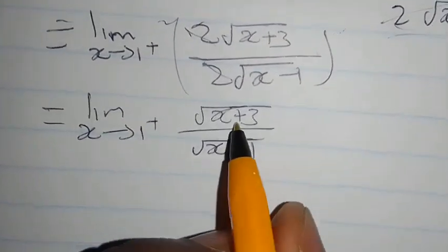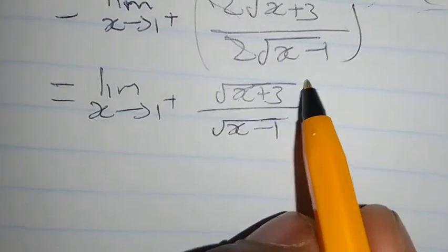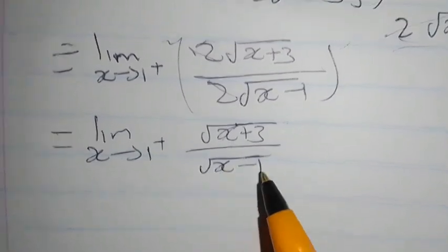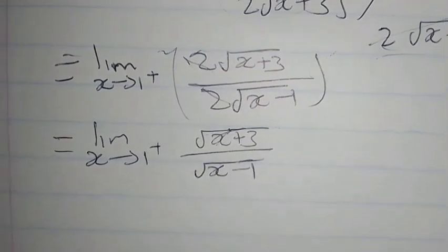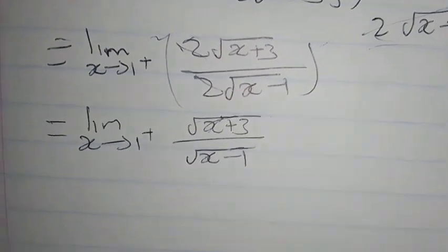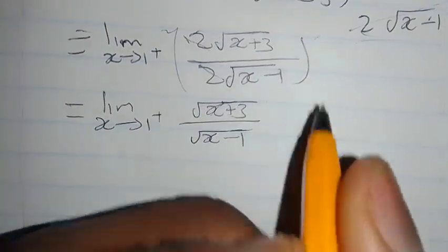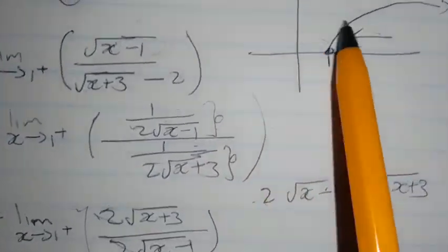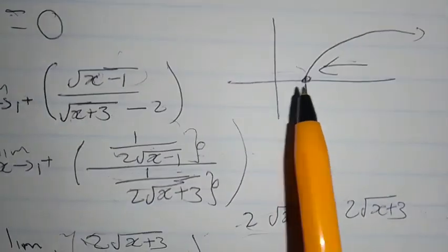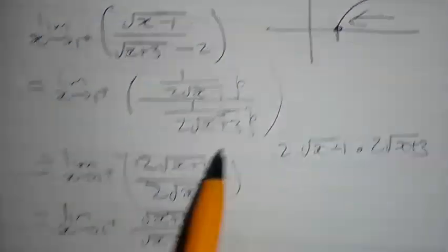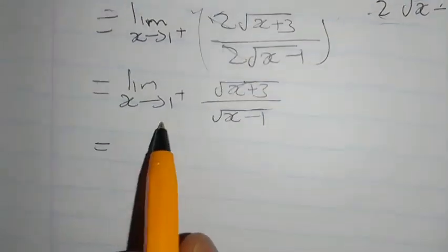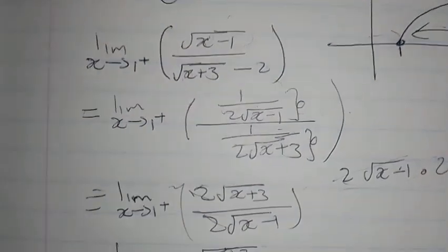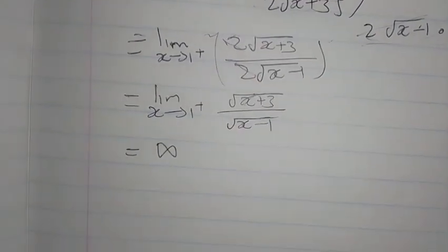Now notice that the numerator is going to approach 2 because the square root of 4 is 2. Now you're going to divide this by a very small number. What happens when you divide by a small number? You're going to have infinity. We approach infinity because as x approaches 1, the square root of x minus 1 is approaching 0, and when you divide by nearly 0, you approach infinity. So the limit is infinity. So that's how you can evaluate that limit.